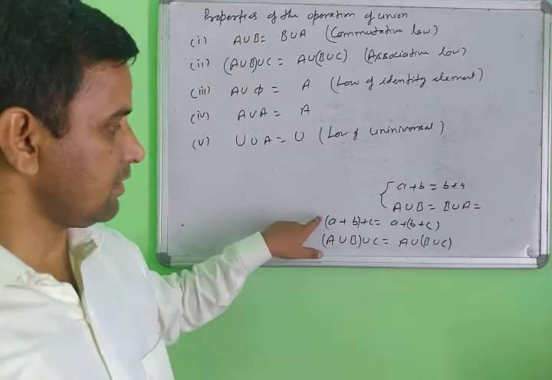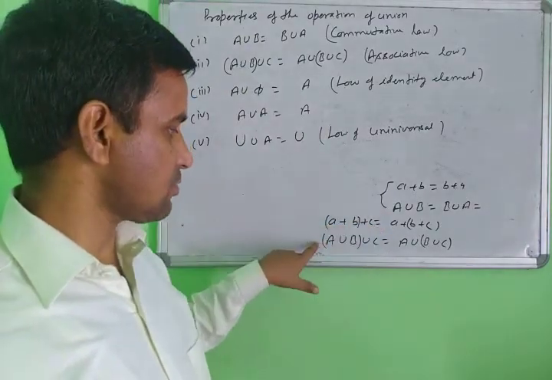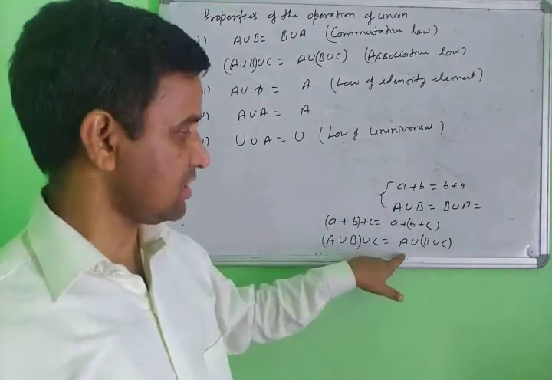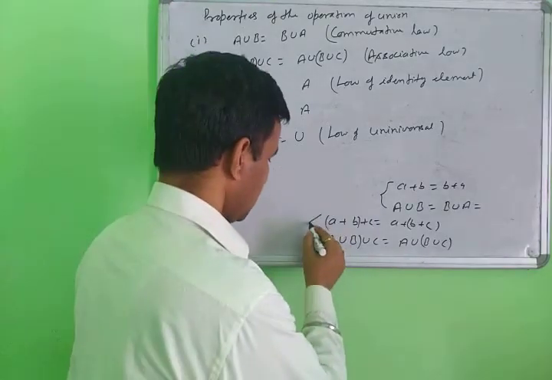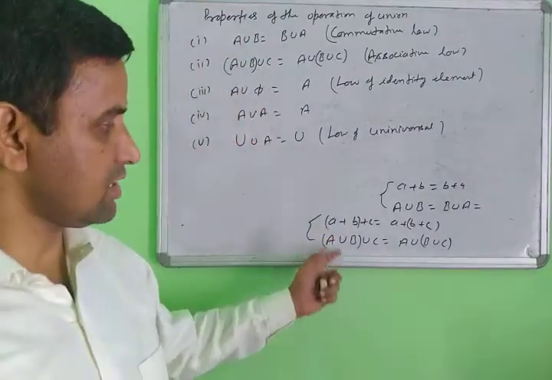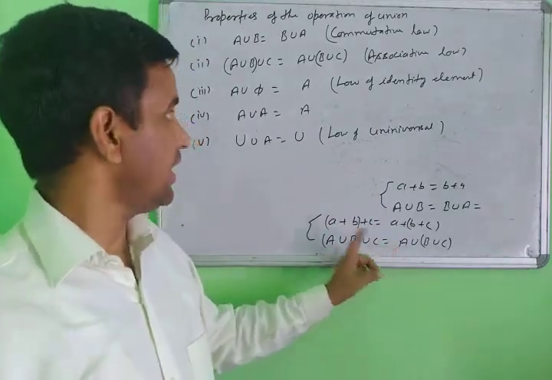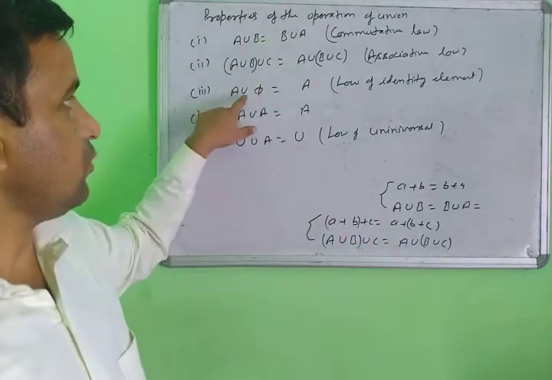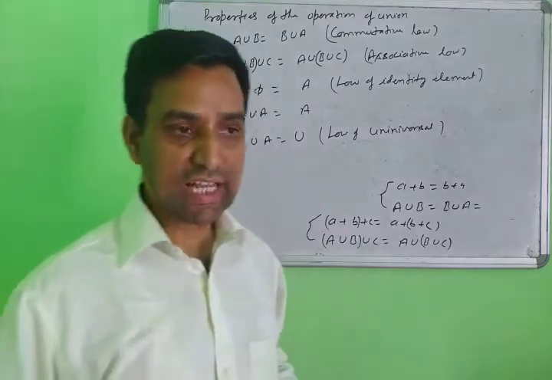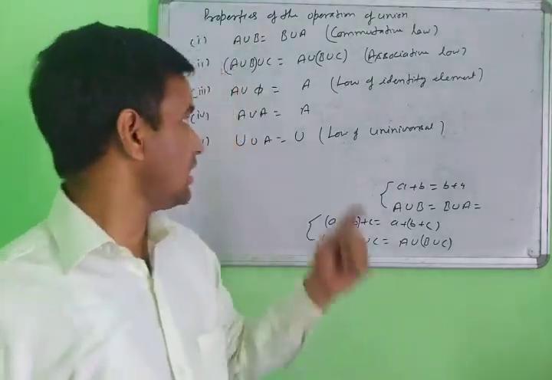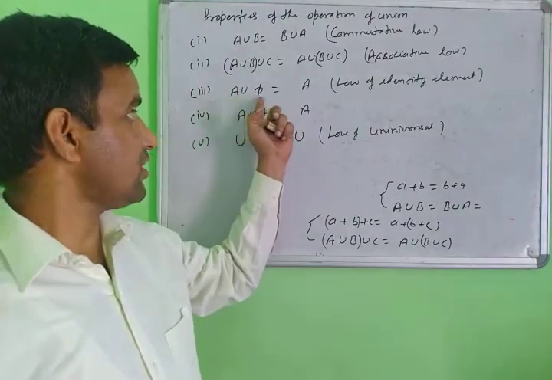This property is used in integers, and this property is also used in sets. So both are the associative property. These are used in integers, and these are used in set form. Next, A union phi. You know phi is the null set. A union phi equals A.